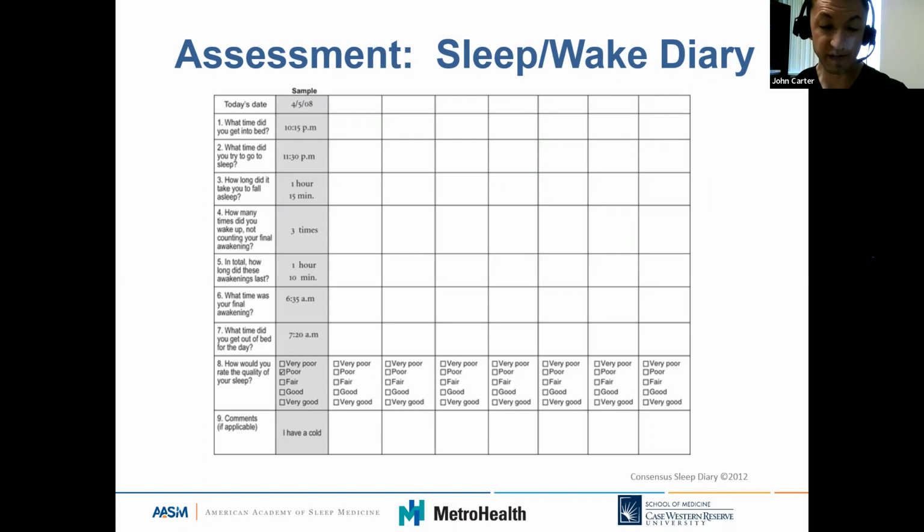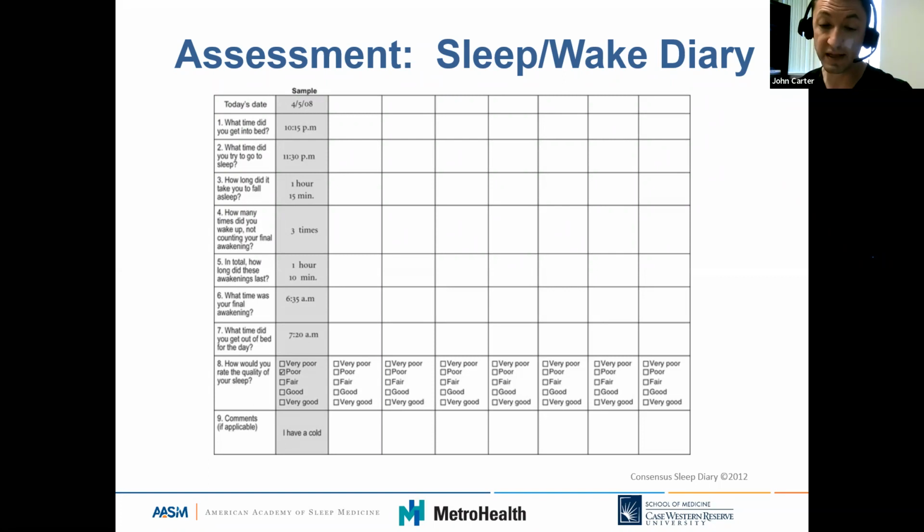This is useful because this allows you to calculate a sleep efficiency by subtracting box 1 from box 7. It gives you the time in bed. You can then calculate the total time asleep by subtracting out the awakenings and the sleep latency and so on and so forth. And that gives you objective data to track and monitor over time.